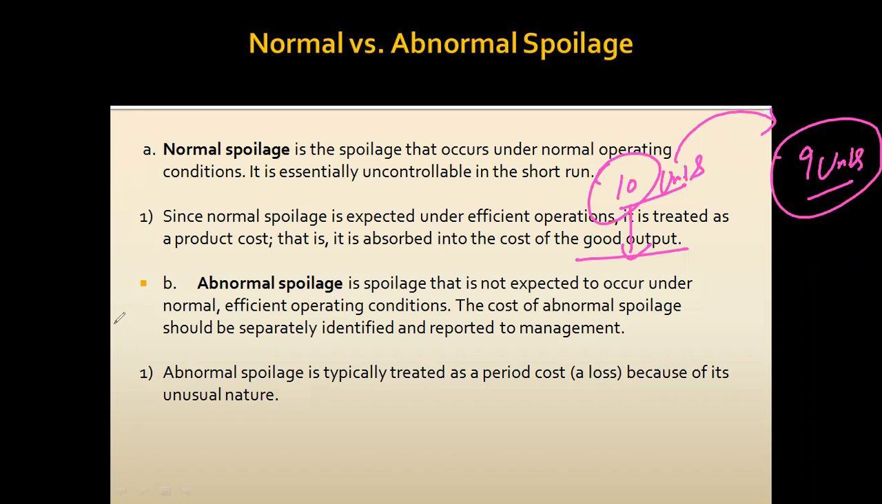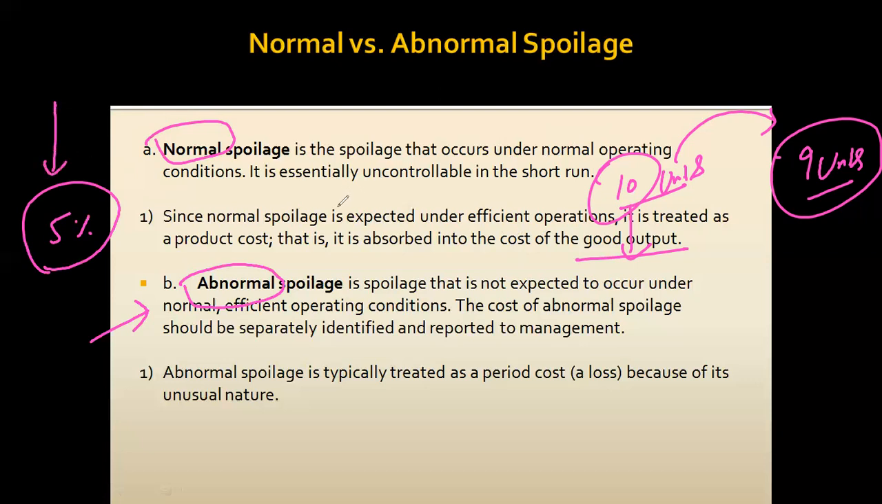Now next one we have abnormal spoilage. The word abnormal you can understand very well if you are already clear about normal spoilage. Say with your best understanding and with your best analysis, you already set the standard that your normal spoilage can be 5%. So anytime when the spoilage remains in this range, we can say that it is normal spoilage. But any spoilage on top of this, above 5%, say your actual spoilage is 7%, so 2% we will consider as abnormal spoilage.